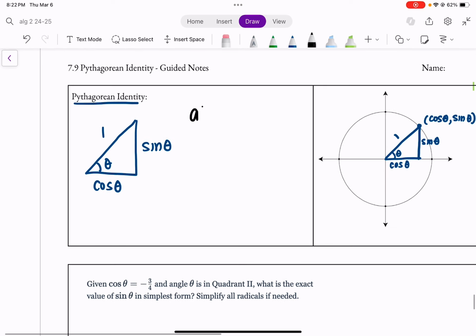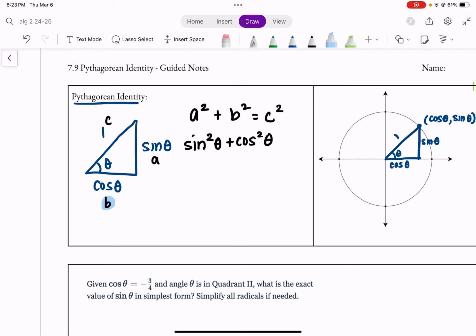So if you remember, the Pythagorean theorem is a squared plus b squared equals c squared, right? And so I'm going to label this side a, this side b, and this side c. And so I have a squared, so instead of a, I'm going to write sine squared. So the way that you usually see this is like this: sine squared of theta plus cosine squared of theta, because that's what I have labeled for b. And for c squared, I have 1 squared. This can be simplified, right? 1 squared is just 1, so I'm going to rewrite the same thing.